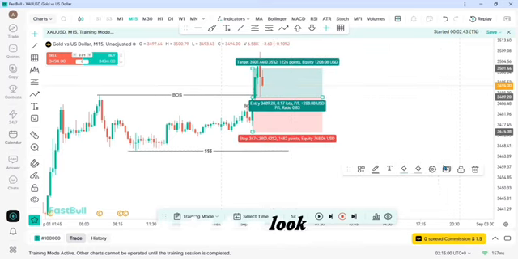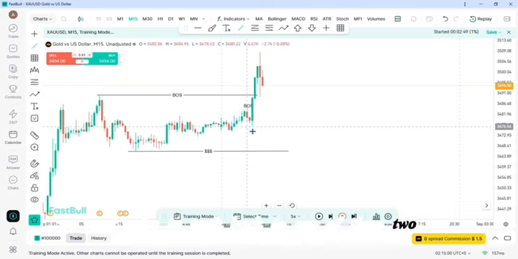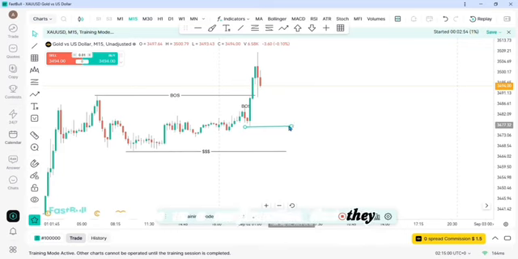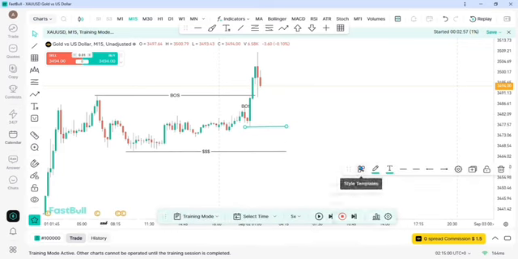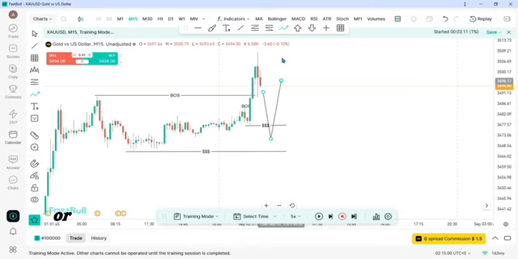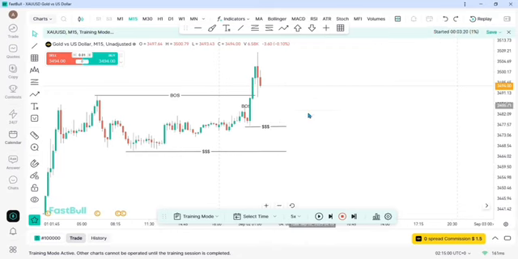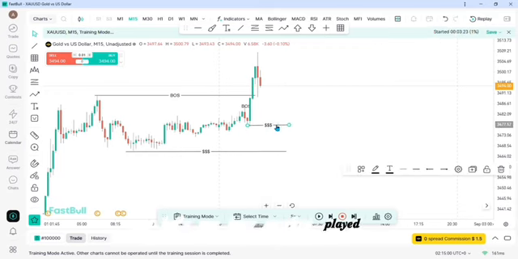So what do we look out for? We want price to push back to either of these two levels and then give us a confirmation that they are done sweeping liquidity, and then we join them and trade to the upside. That means we are anticipating the market to push back to this level and then move up, or push to this level and then move all the way to the upside, right? Now let's see how the market played out.